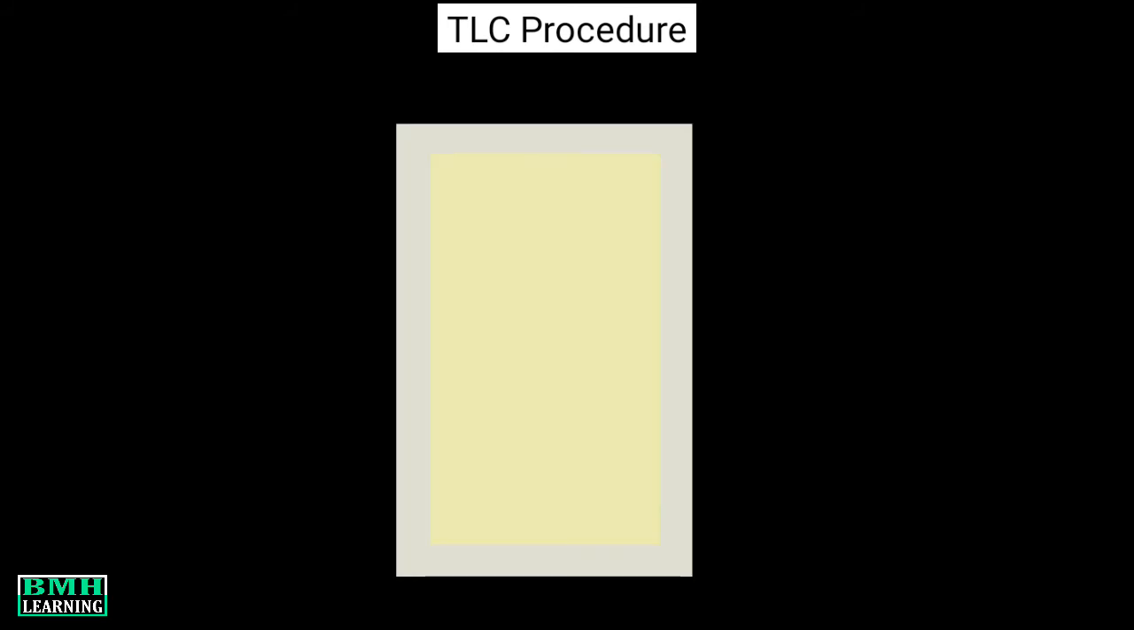Now let's talk about the thin layer chromatography procedure. First, the stationary phase is applied to the plate and is kept to dry and stabilize. After that, we need to apply sample spots. For this, with the help of a pencil, thin or light marks are made. But you should remember here, the marks must be made at the bottom of the plate.